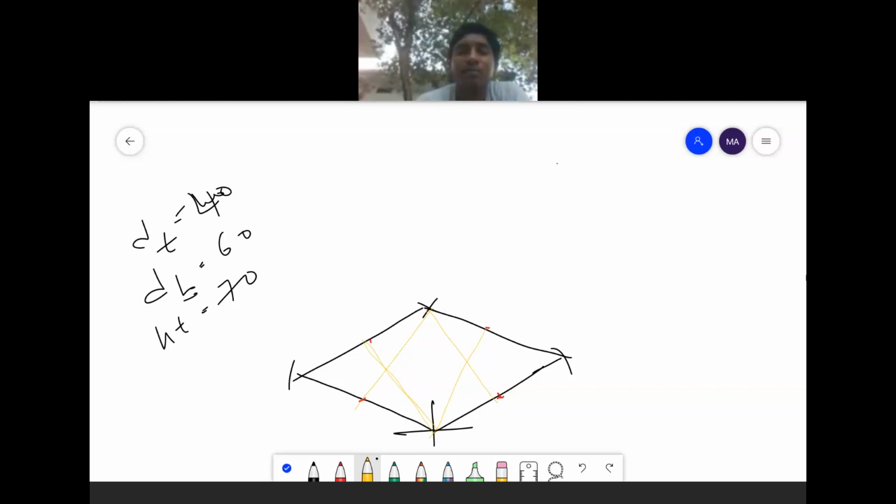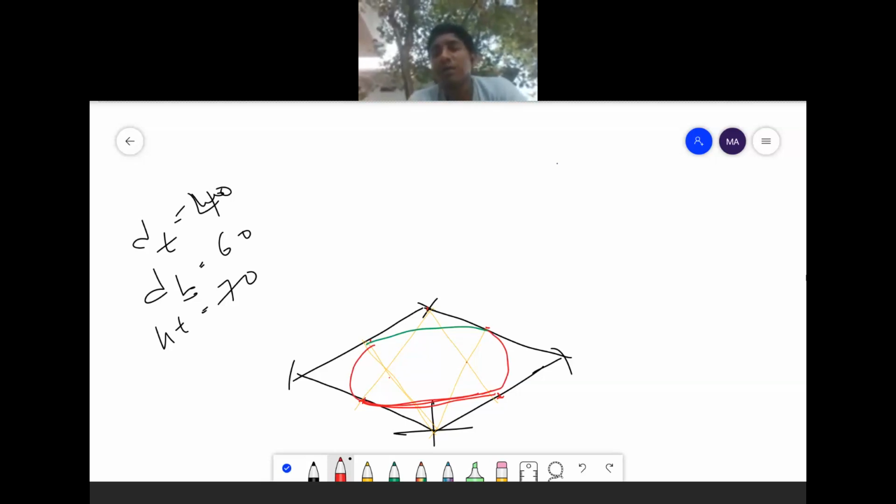After that, taking this as center and this as radius, I am drawing one arc. Again, this as center, this as radius, I am drawing one arc. I repeat this for each of the centers, drawing an arc each time. You know all these things already, you have done them before.